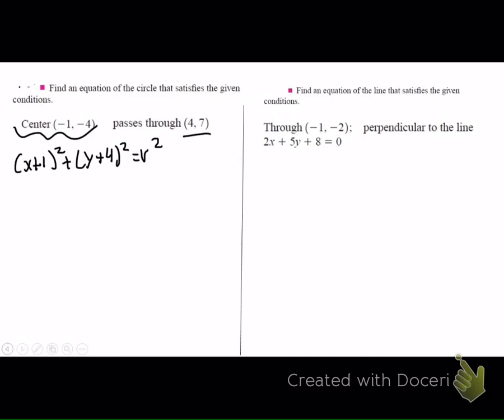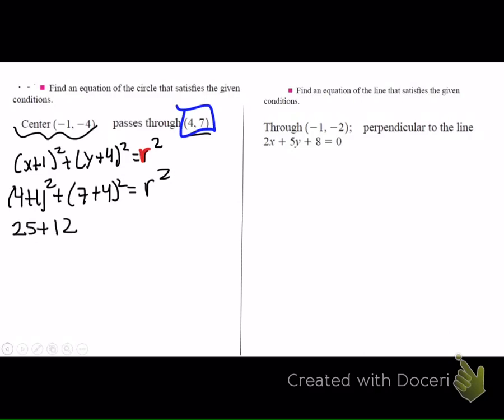We're going to go ahead and plug our values into the equation to find out what r is. We have to find the value of r. (4 + 1)² + (7 + 4)² is equal to r², which is the variable we want to solve for. 5 squared is 25. 11 squared is 121.